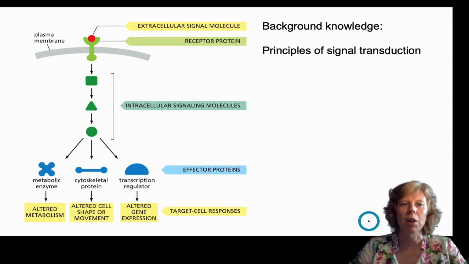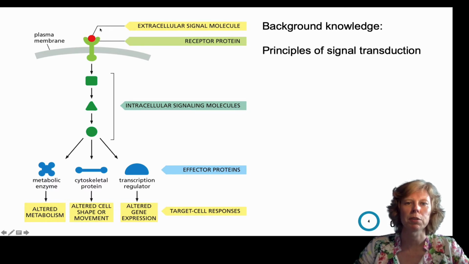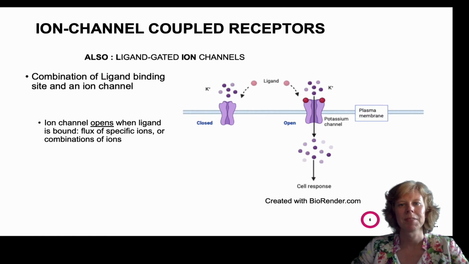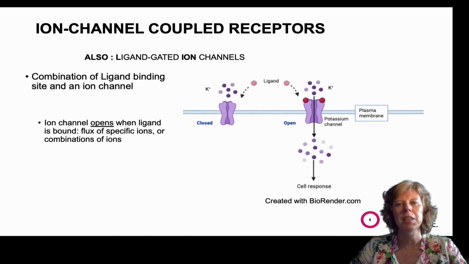The basic principle of signal transduction is that an extracellular molecule binds to a specific receptor, thereby activating intracellular proteins that influence many cellular processes, including cell differentiation, migration, proliferation, etc. Ion channel coupled receptors, or ligand-gated ion channels, are a combination of a specific ligand binding site and an ion channel. Upon ligand binding, the ion channel will open, which allows transport of specific ions across the membrane.